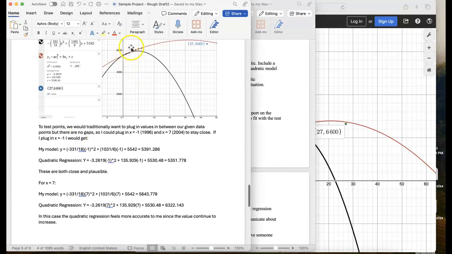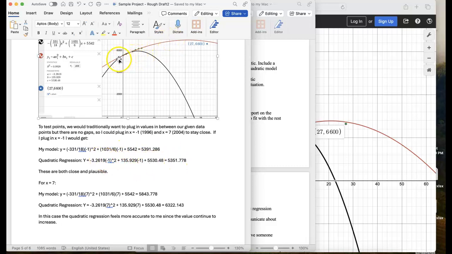Now, often I would do test values in between the points, but we didn't skip any numbers. So I'm going to do one on the end. If you have ones that have skips in the middle, you can do them in the middle. But the idea is to see which one's closest to your model. So I'm going to do -1 and 7, since I go from 0 to 6. I plug in my x's, -1 and 7, and then you can look at the graph.